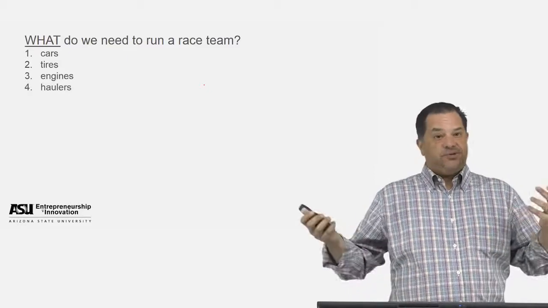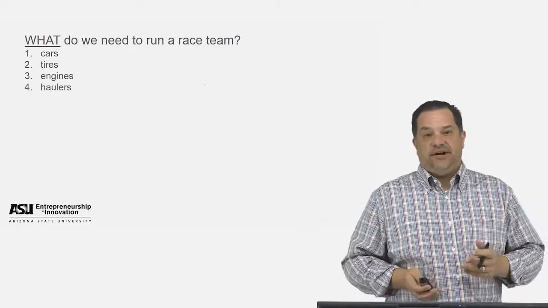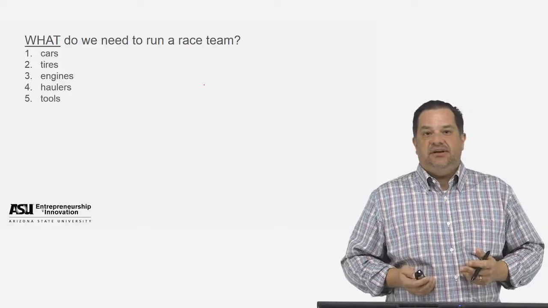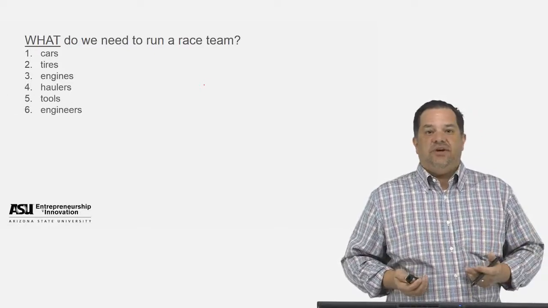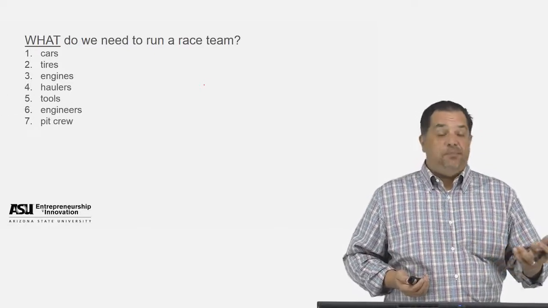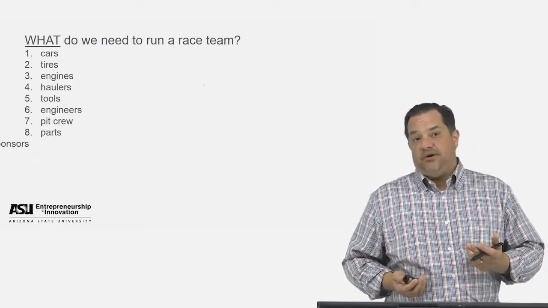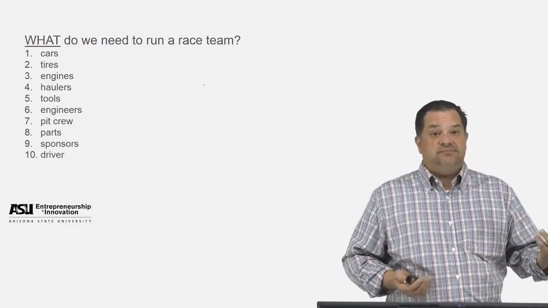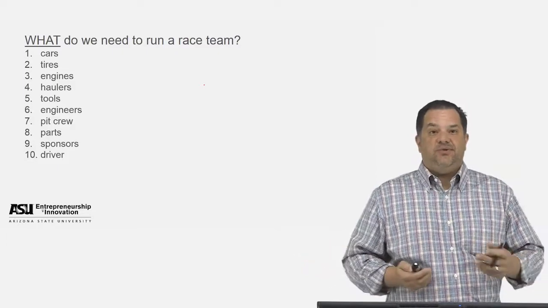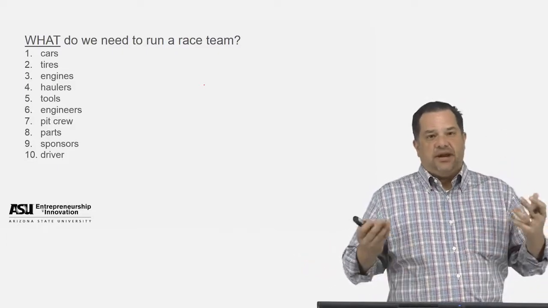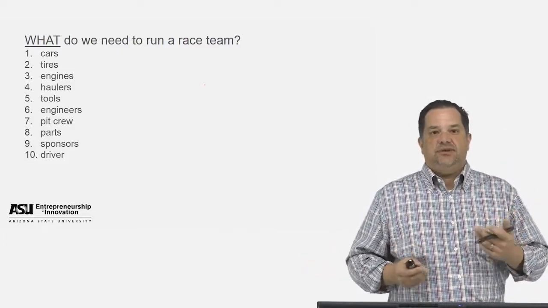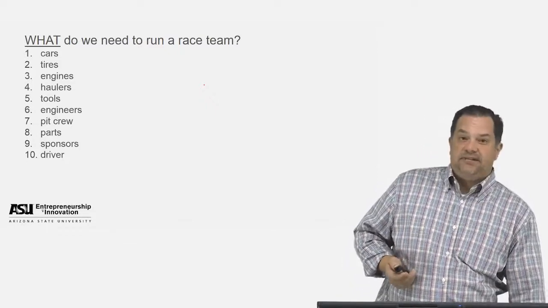We need haulers because all of our races are at different racetracks, so we have to haul things around. We've got to have tools. We've got to have engineers. We've got to have a pit crew. We've got to have parts. We've got to have sponsors. And of course, we have to have a driver. So these are 10 things that would kind of come to the top of our list in terms of what we need to run a race team.